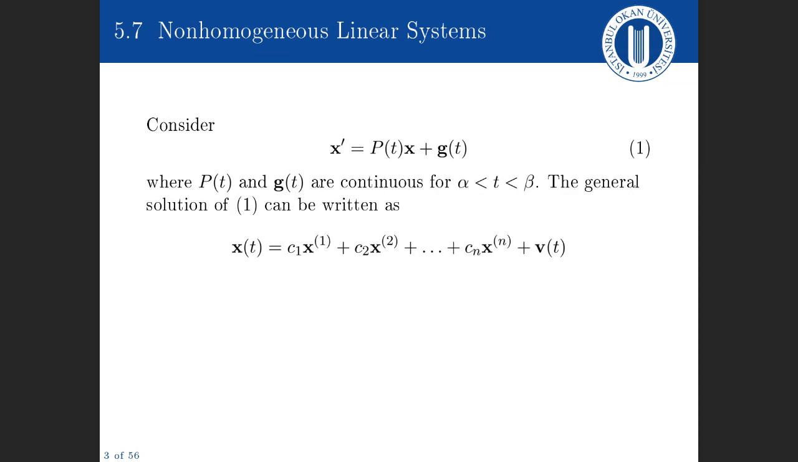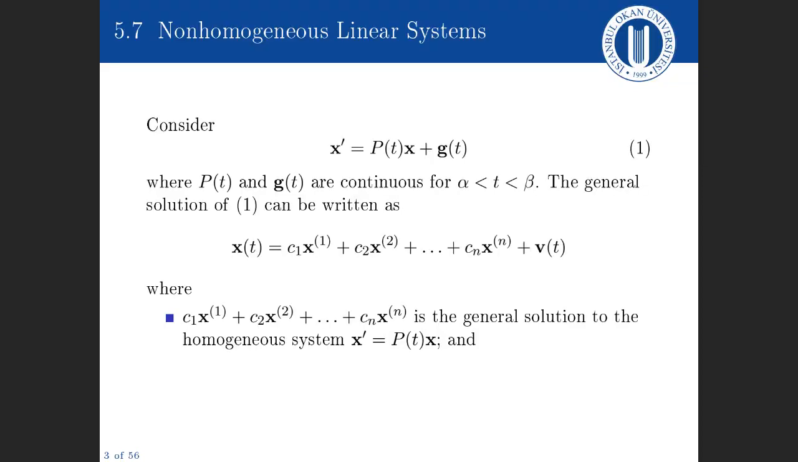The general solution of equation one can be written like this. A linear combination of x1 up to xn plus an extra function. Here, the linear combination of x1 up to xn is the general solution of the corresponding homogeneous system, and v(t) is a particular solution to equation one.